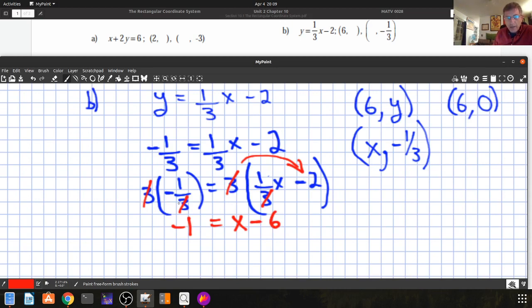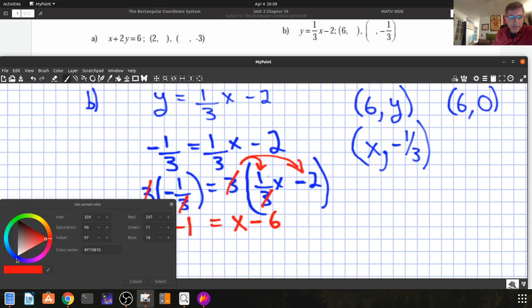So if you don't like that explanation, here's another one. 3 times minus 1/3 is the same as 3 divided by 3, which is 1, times minus 1. And I get minus 1. So now using distribution, 3 times 1/3 x is the same as 3 divided by 3 times 1 times x, and that gives me my x. Then I have to distribute it to the second term. So 3 times minus 2 is minus 6. At any rate, that's where we get.